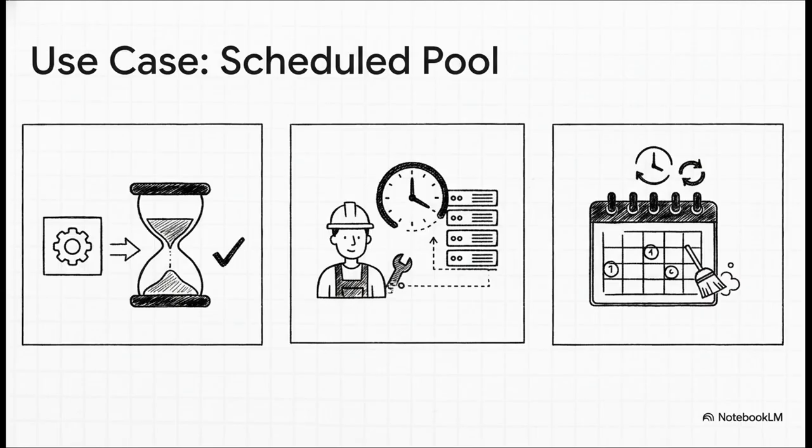You can tell it, hey, run this task for me in 5 seconds, or run this cleanup job every hour on the hour. You can think of it as having a little cron system built right into your Java app. It's perfect for things like periodic health checks, polling an external service, or running daily reports.